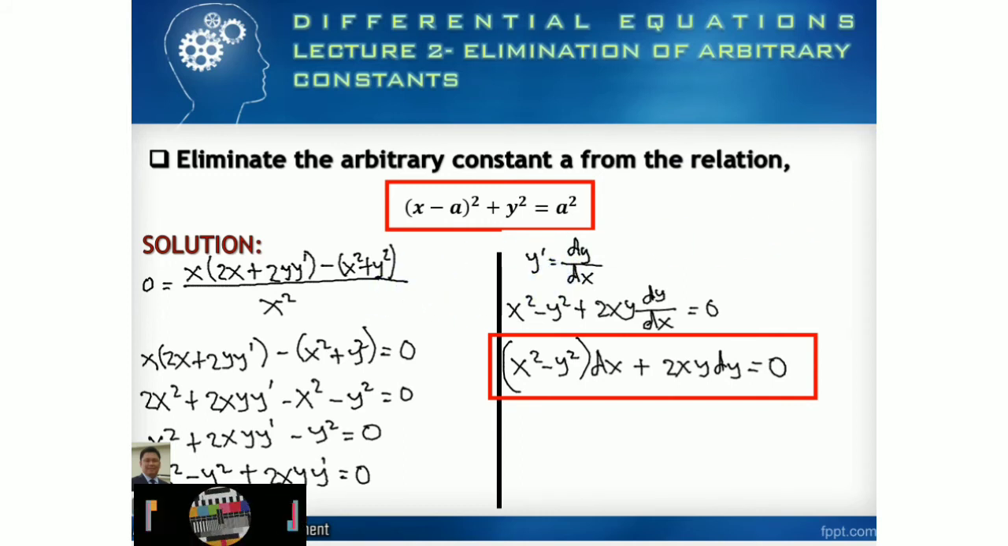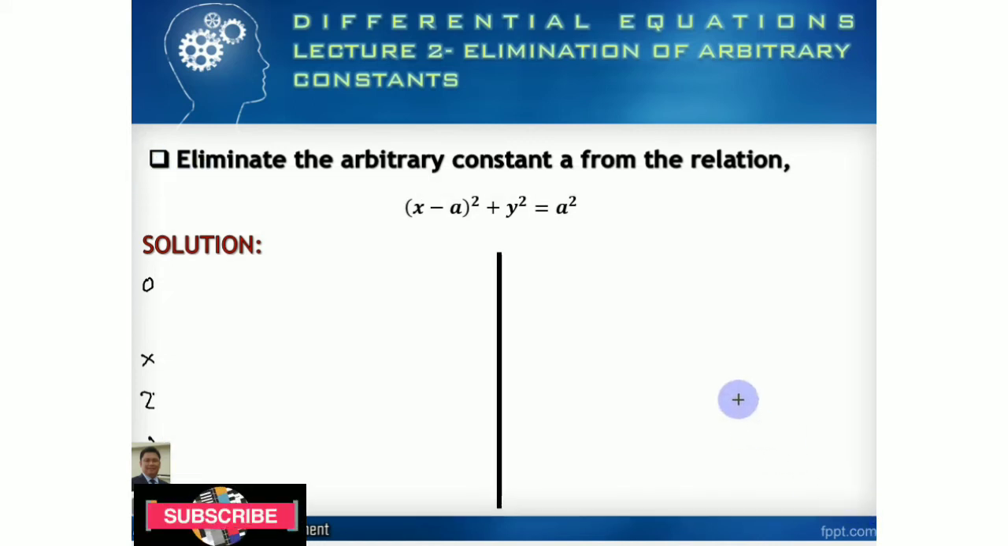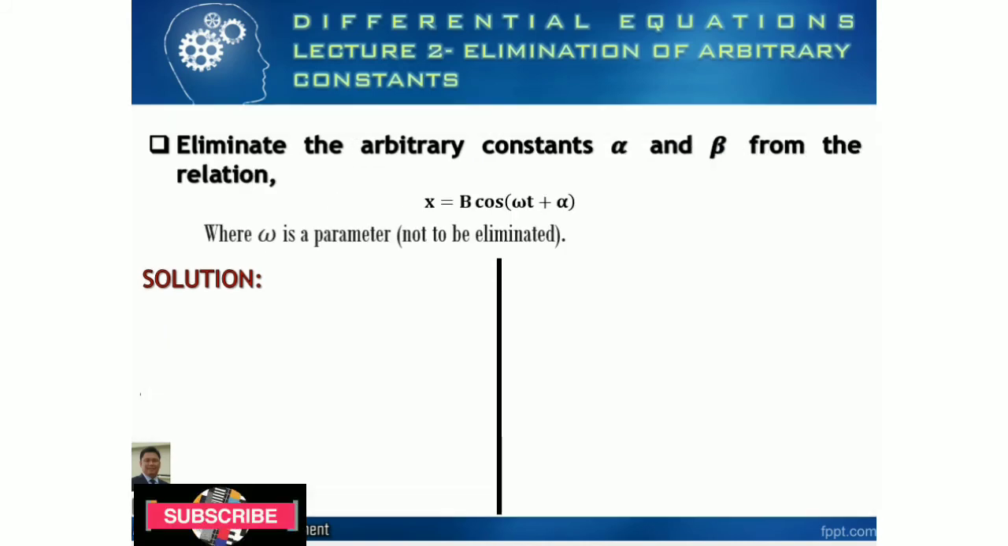Okay, so proceeding with our next and last problem. We have now this next slide. Proceeding with this one, the last problem will be this one. Eliminate the arbitrary constants alpha and beta from the relation.